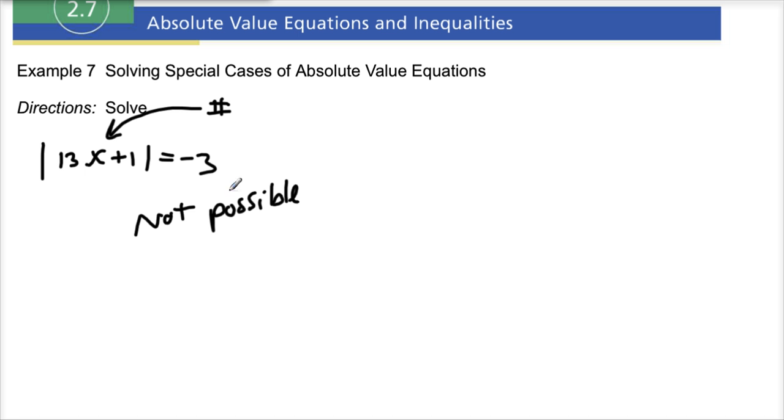So when you get to something like this, when your absolute value is equal to a negative number, you actually stop and then you just say it's not possible. And you're done with the answer because you won't be able to find a number that makes that true.